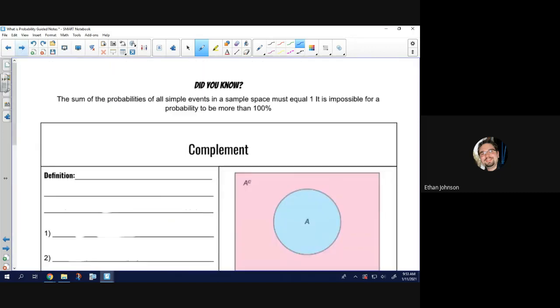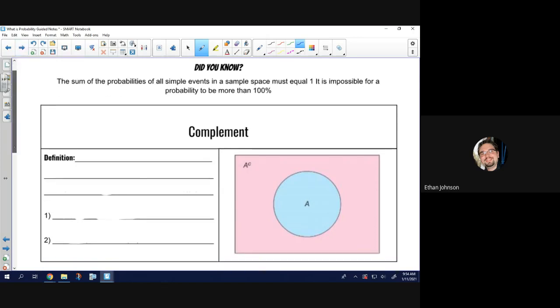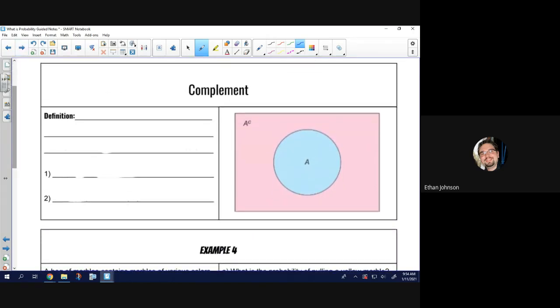Last bit. First, did you know that the sum of the probabilities of all simple events in a sample space must equal 1? It is impossible for a probability to be more than 100%. It cannot be more than 1, it cannot be less than 1. Which gets us into this idea of a complement. Now, this is a different complement than in an English class. We're not praising someone about their shoes. A complement in probability is the opposite of an event.